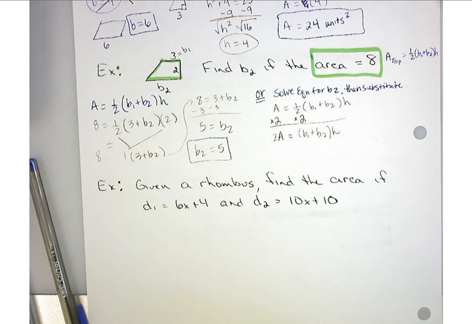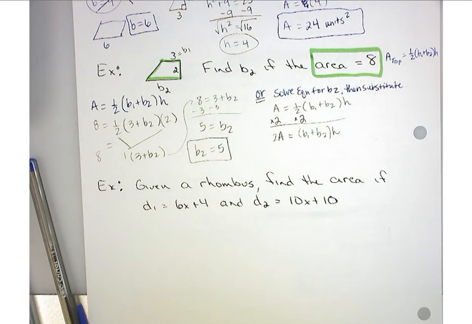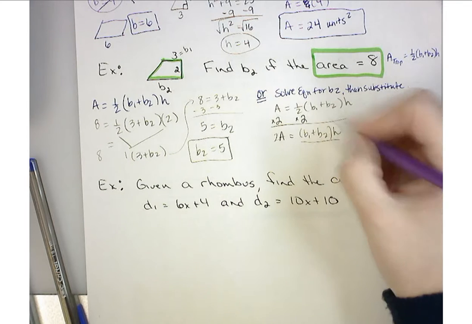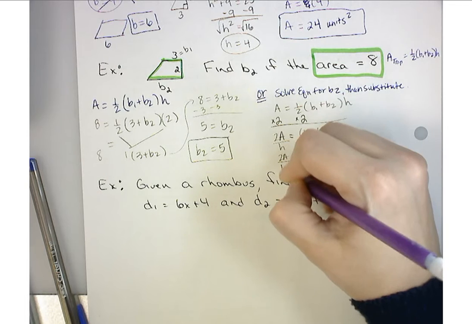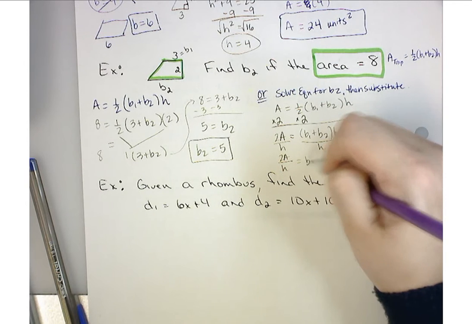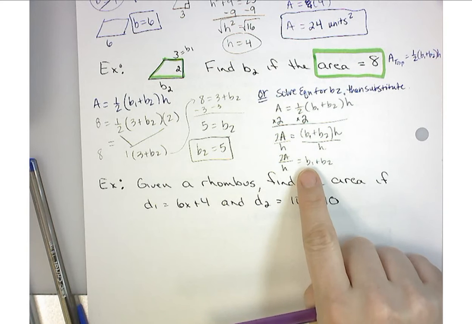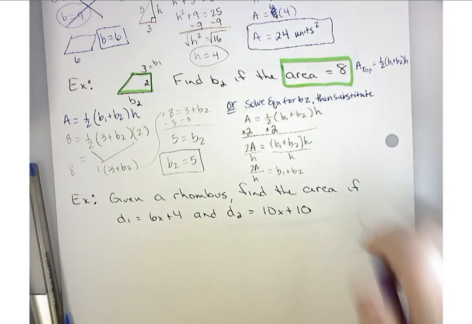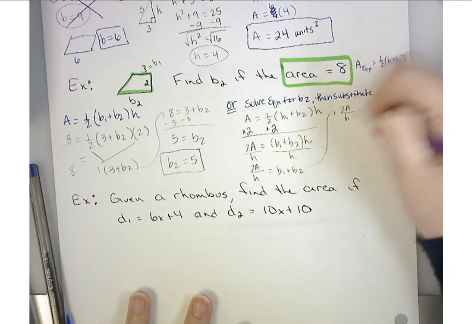Okay, what would I move over next? I have to move over whatever's on the outside of the parentheses first. The h. And then how would I move that over? Divide, yeah. So it's multiplied together, so I'm going to divide. So now I have 2a divided by h equals b sub 1 plus b sub 2. And then if I want to get b sub 2 by itself, I'm just going to do what with b sub 1? Subtract.